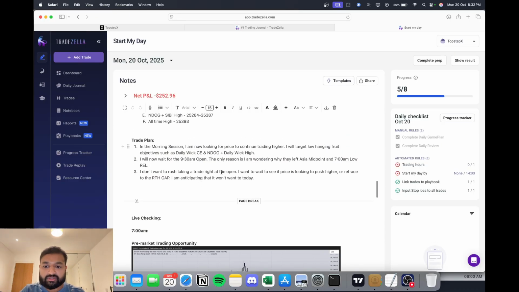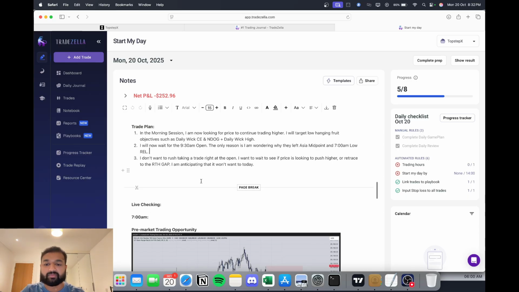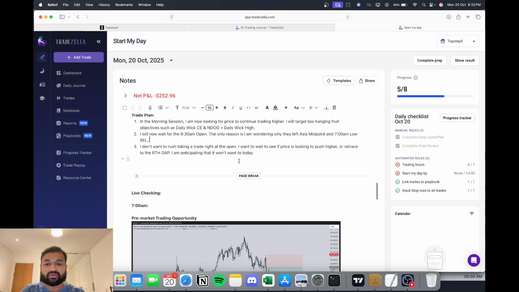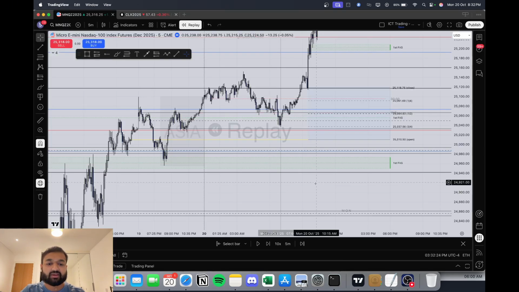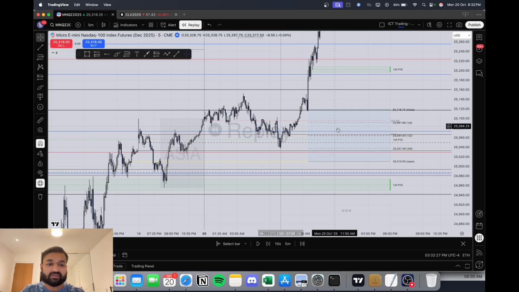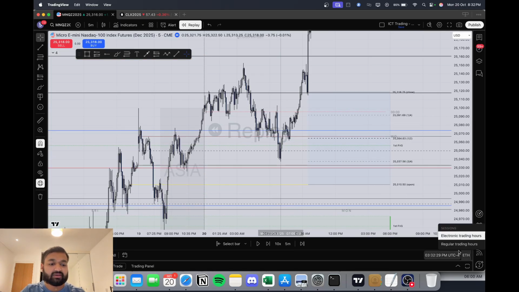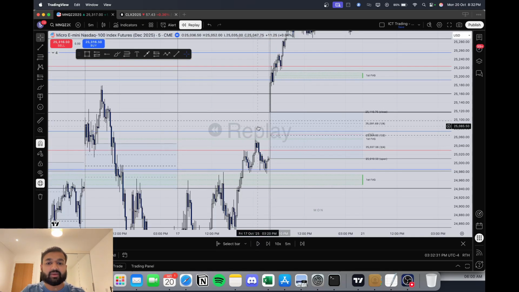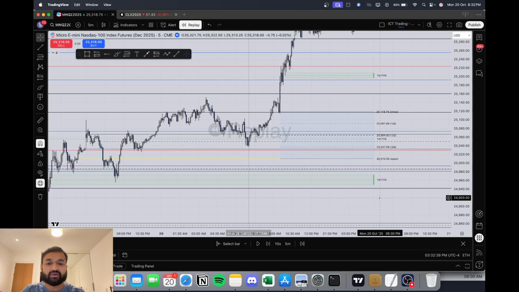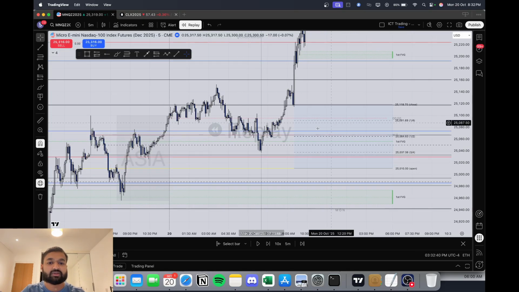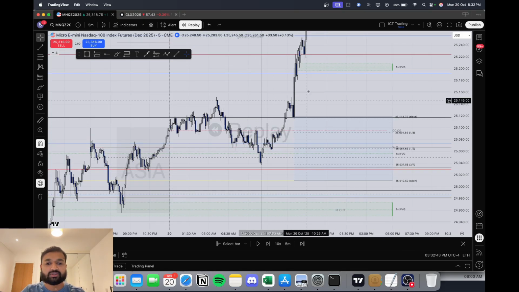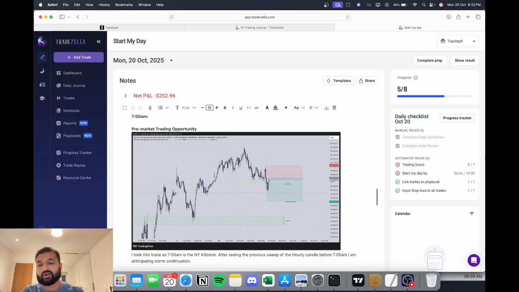I don't want to rush into a trade right at open. I want to see what price is doing, looking to push higher or retrace to the RTH gap. I'm anticipating that it won't want to today. This is the gap between regular trading time close, which is at 4:15, to New York open at 9:30. So I actually anticipated that this gap is not going to even get traded into, which is exactly what happened today after I noticed how price was trading.